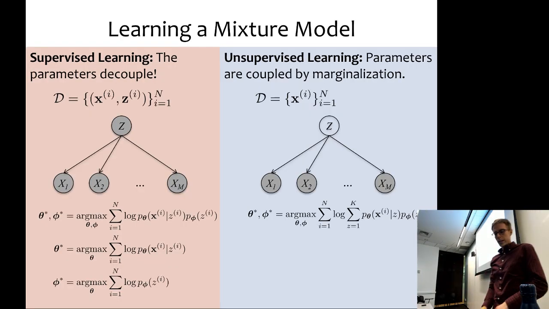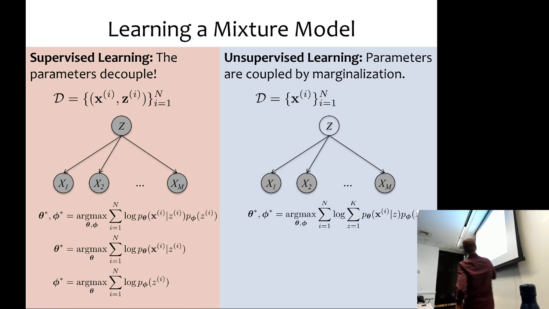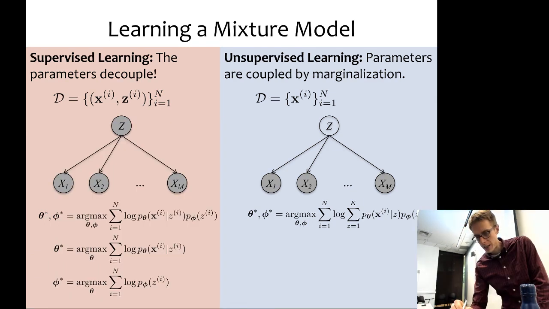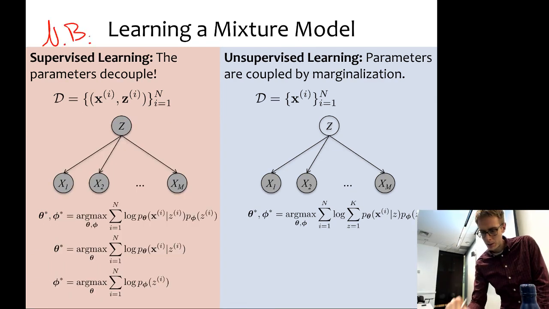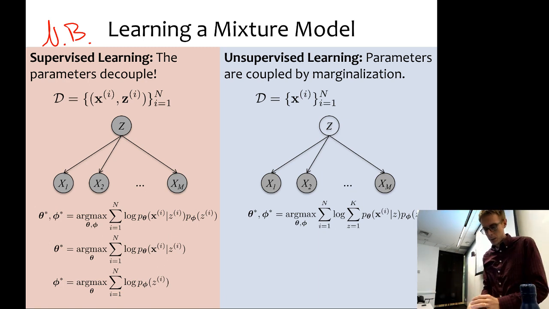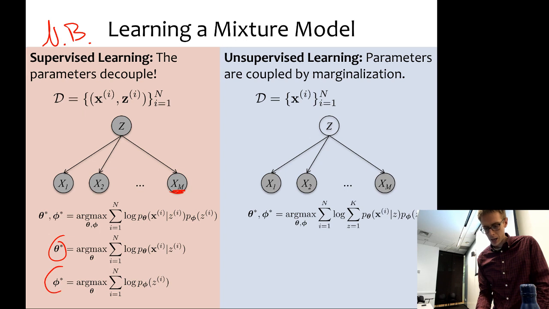So if you're doing supervised learning in this model, then the parameters decouple. And in fact, what you have is just the naive Bayes model. Specifically, the way that we were looking at it, it would be Gaussian naive Bayes, right? Where Z is the label for the example, and then you have M different features. Okay. And so then you could separately maximize to get theta and phi.